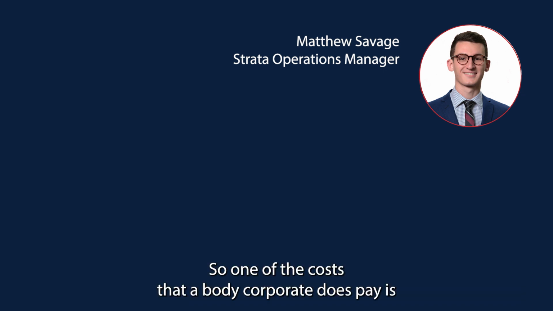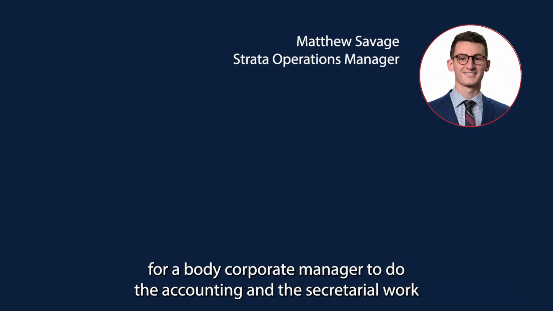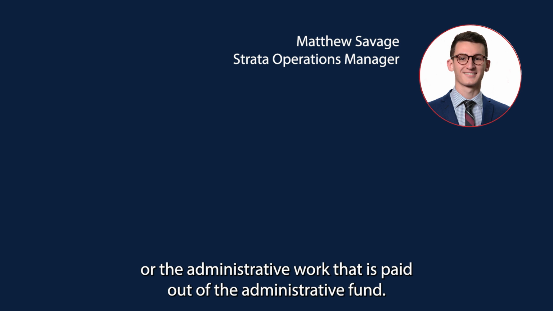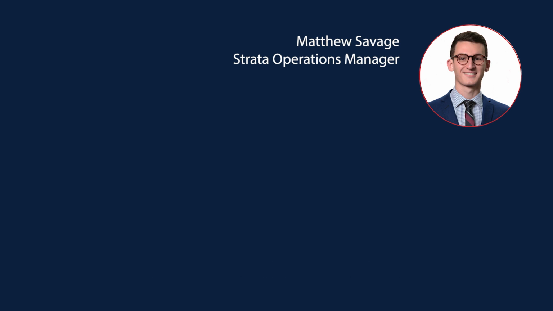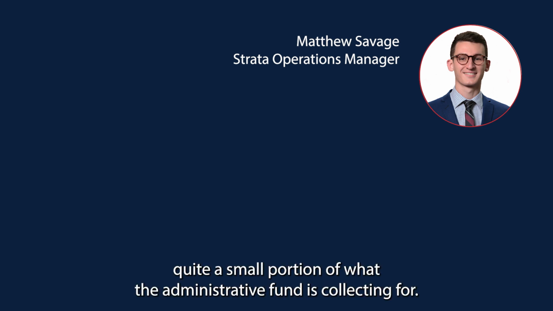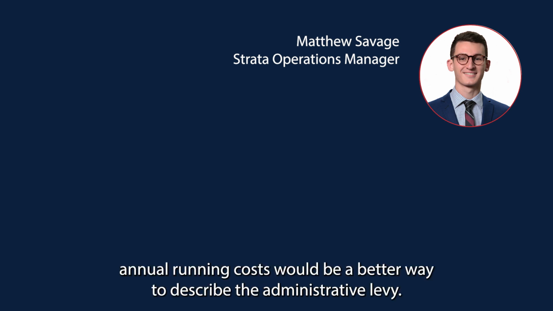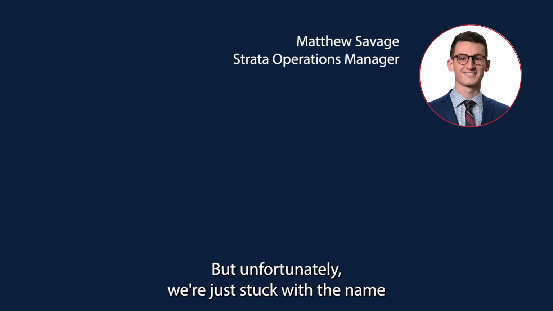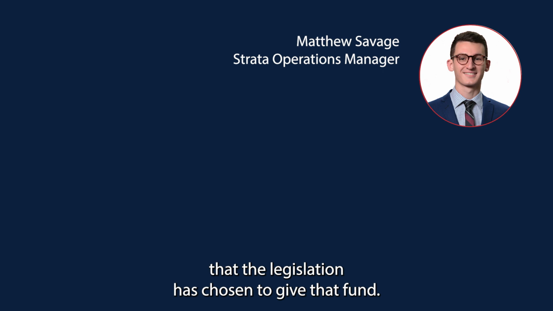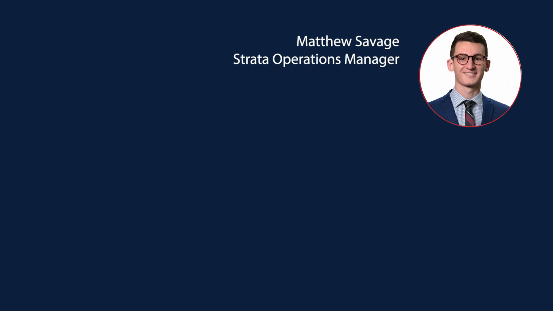So one of the costs that a body corporate does pay is for a body corporate manager to do the accounting and the secretarial work or the administrative work. That is paid out of the administrative fund, but it's generally quite a small portion of what the administrative fund is collecting for. So that's why I say annual running costs would be a better way to describe the administrative levy, but unfortunately we're just stuck with the name that the legislation has chosen to give that fund.